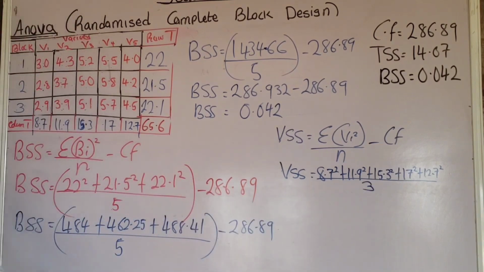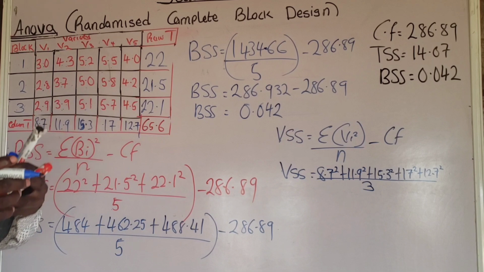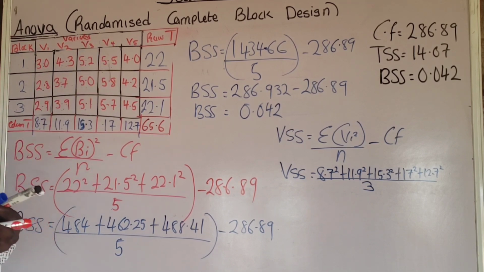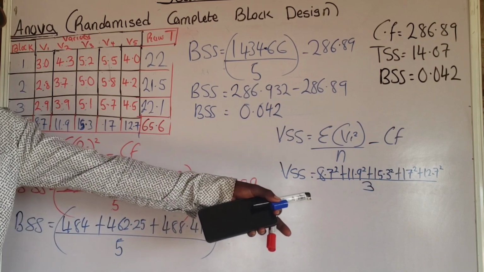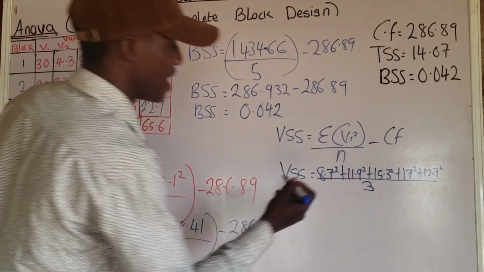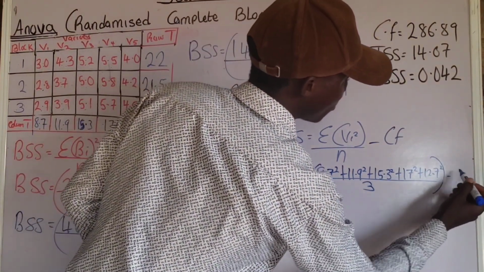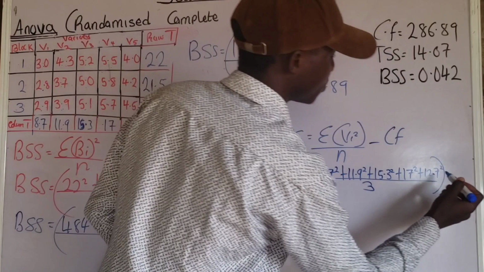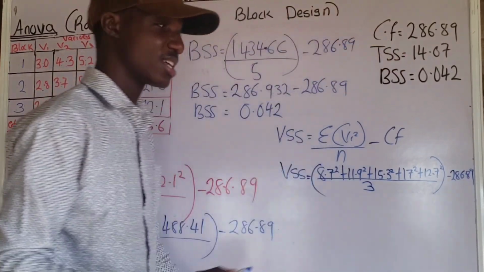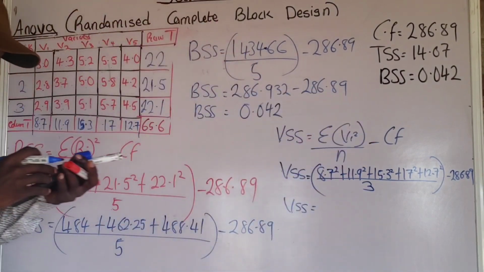No. Okay, and you can also do it in this way. Since you know that the total number of samples that we have is what? 15, and we have 5 varieties. Just divide 15 by 5. We're going to have what? 3. You understand? So I don't want you to make a mistake in the exam. Okay, so yeah, this will be minus CF. CF is the correction factor, that is 286.89. Do you understand?